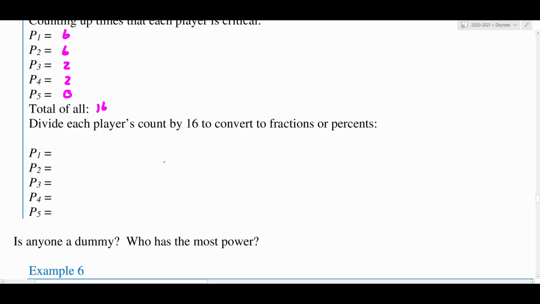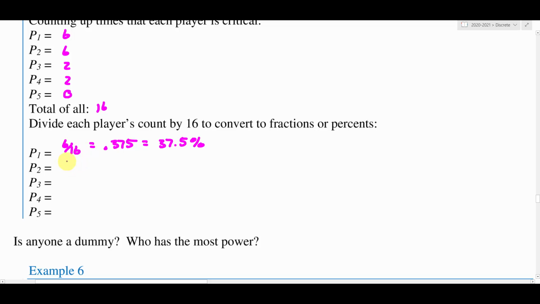All right. So now to figure out the actual percentage of power that you have in a weighted voting system, you take the individual tally and you divide it by the total number of times that anyone was critical. So for instance, player 1 was critical 6 times out of a total of 16. That would create a decimal of 0.375, which converted to a percentage would be 37.5%. So player 1 had 37.5% of the total power.